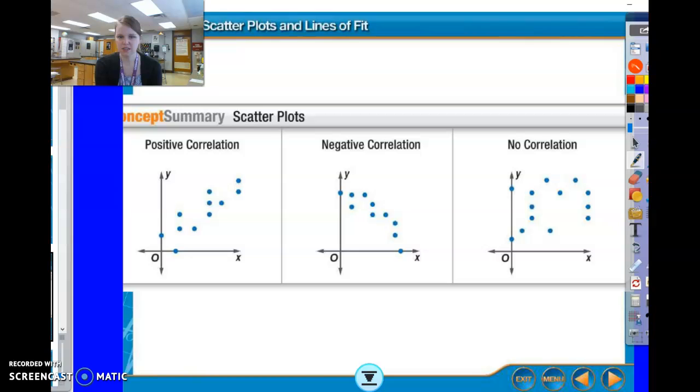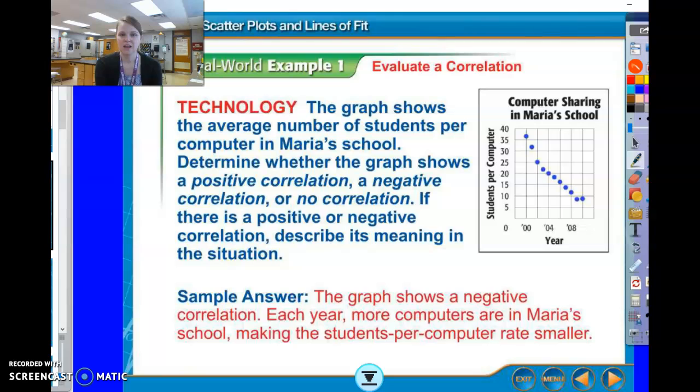So if you see points on a scatter plot, we see that these kind of go upwards. This means that it's a positive correlation. These go downwards, so it's negative. There may be times when there is no correlation and you would say that. I don't really see a trend going on, so no correlation. How about this part here?